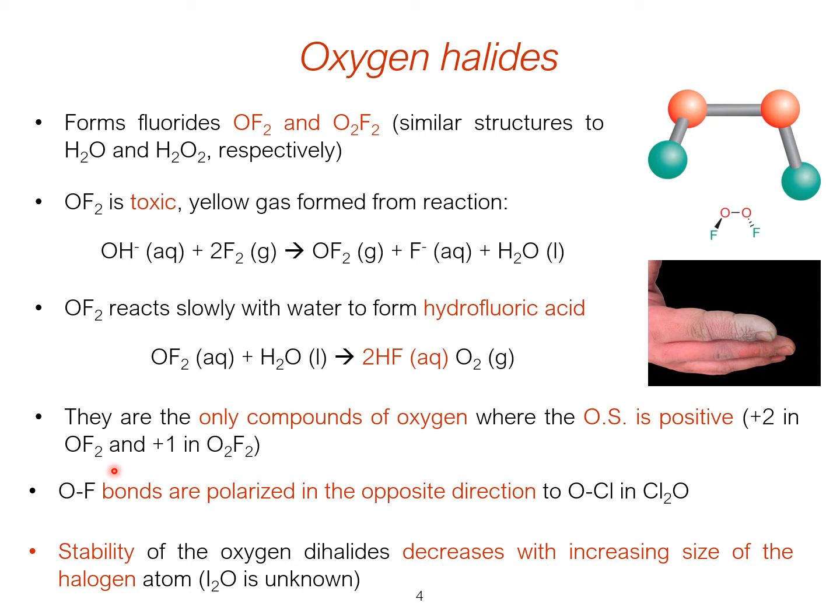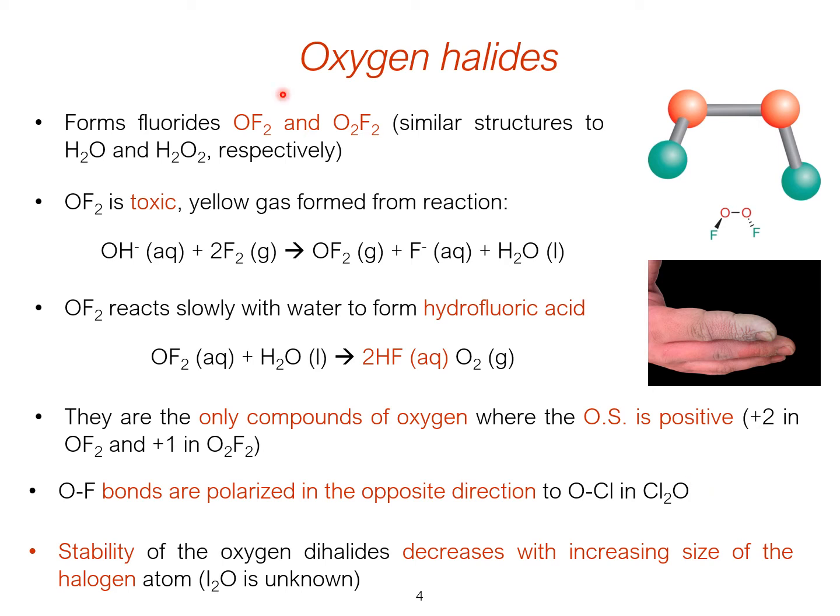We can also get these oxygen dihalides going down the halogen group, but they're polarized in the opposite direction. So in this case, when we've got OF bonds, oxygen's got the positive charge and fluorine has the negative. Then if we look at Cl2O, it's the other way around. Oxygen will have the negative pole and chlorine will be the positive. And this is reflected in the naming as well.